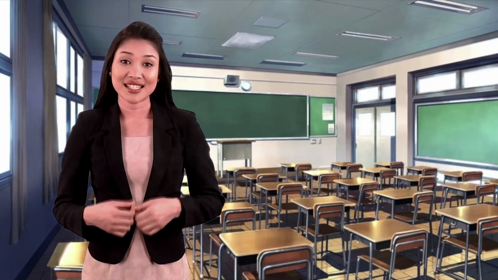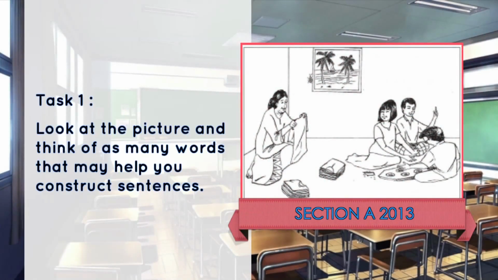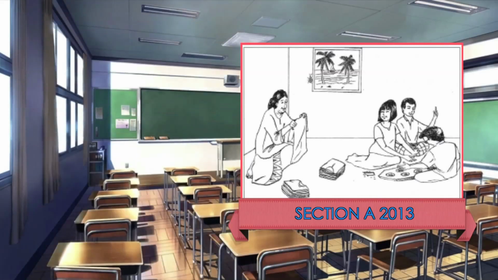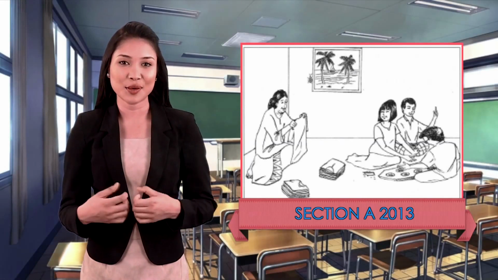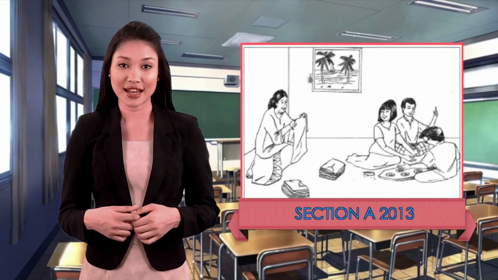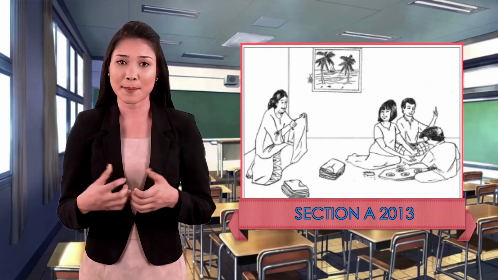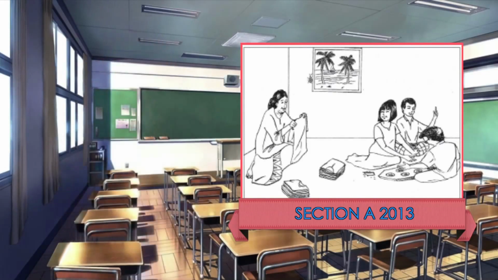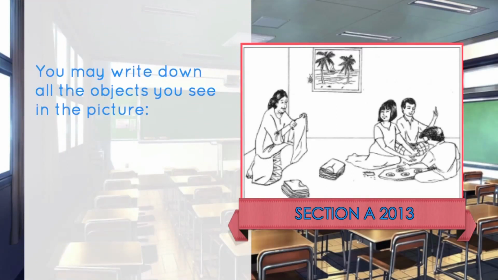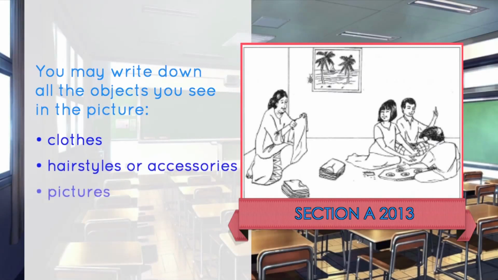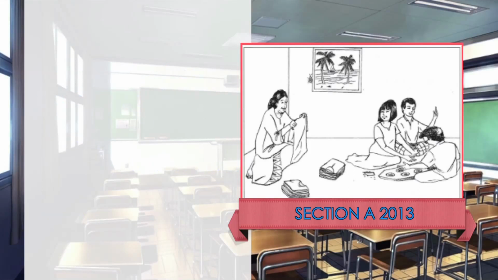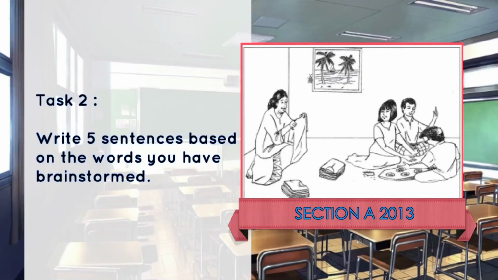Now let's look at the worksheets I've talked about. For task 1, I want you to look at this picture and think of as many words that may help you construct sentences. This picture is from the past UPSR paper in 2013. I want you to practice writing sentences based on the tips I have shared with you. You may write down all the objects you see in the picture. When you are done, I want you to write 5 sentences based on the words you have brainstormed.